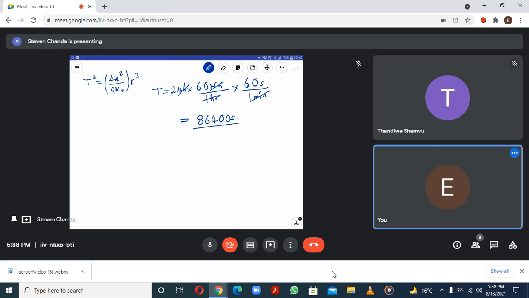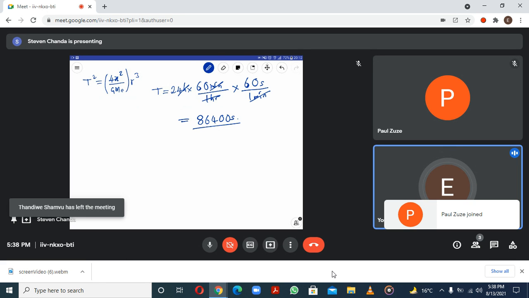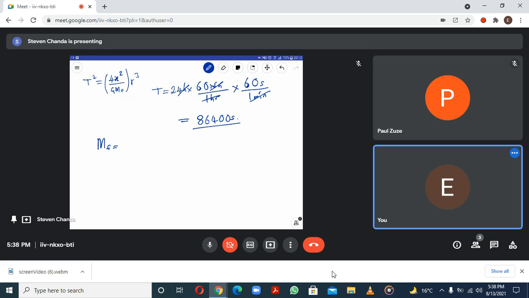With seconds. And then the mass of the Earth will be given to you. So pretty much the only thing you are doing is just substituting, to be honest. The mass of the Earth is 5.98 times 10 to the power 24 kg. Then our G is going to be 6.67 times 10 to the power negative 11.